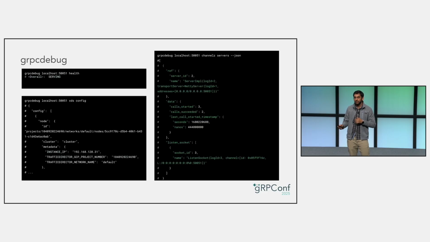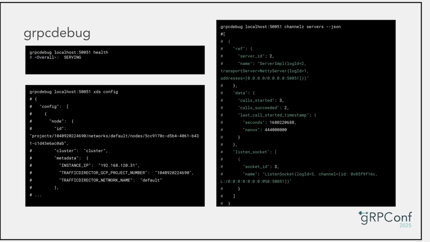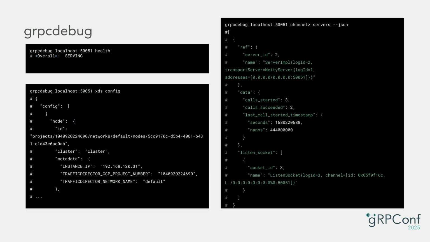Just some quick examples of what it looks like. So a usual command line utility, which shows you the response for the various RPCs.